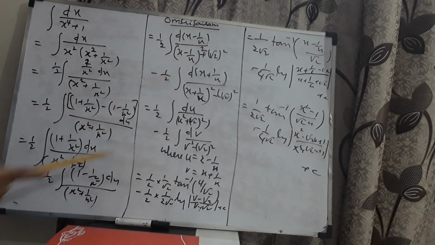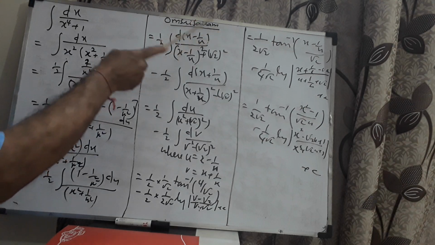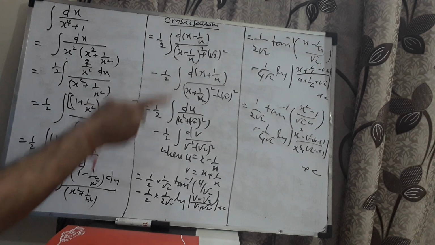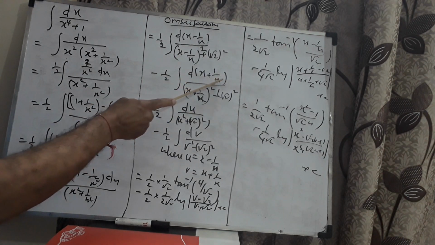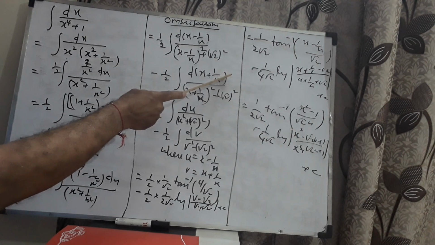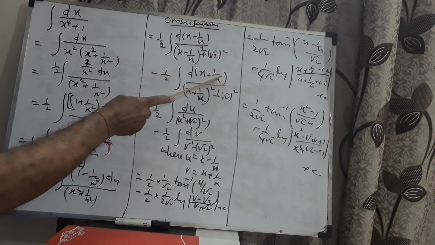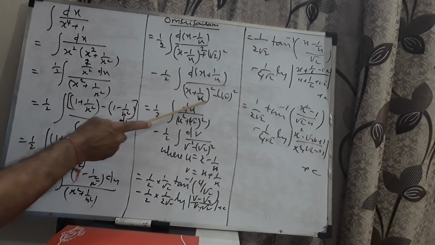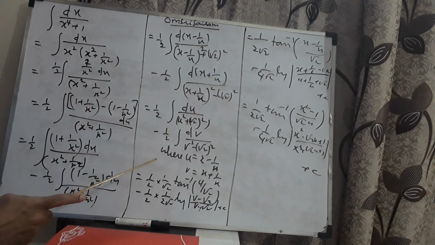I'll write the denominator as a perfect square in terms of x square plus 1 by x square minus 2 plus 2, where the 2s will get cancelled. Here d of x is 1, d of 1 by x is minus 1 by x square. Remember carefully. I'll make it a perfect square in terms of x plus 1 by x: x square plus 1 by x square plus 2 minus 2 will get cancelled.